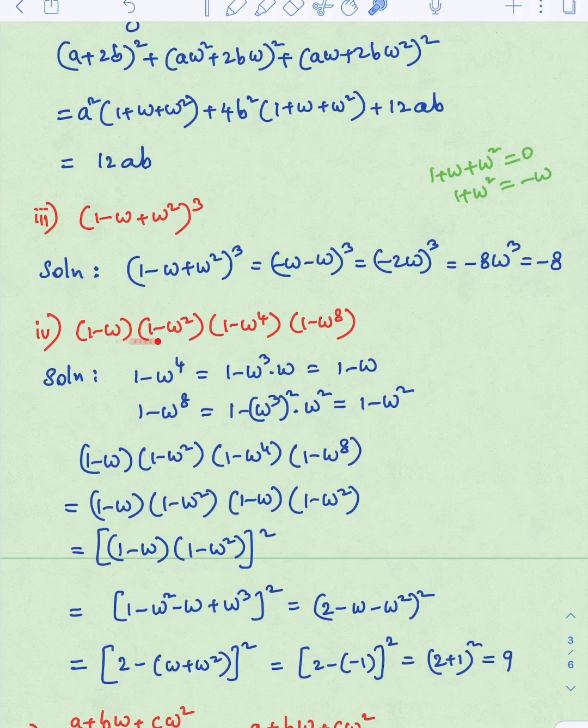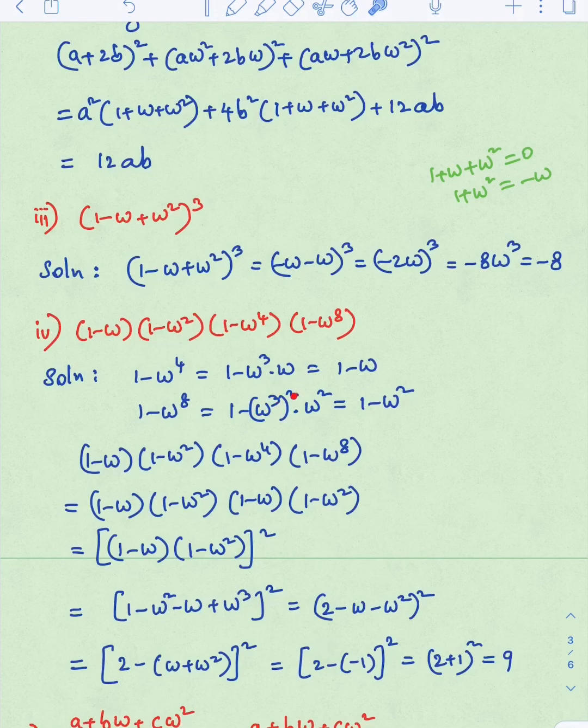Next, the fourth bit. This is a question. Here, take first these two. 1 minus omega power 4. This can be written as omega cube into omega. Omega cube is 1. So 1 minus omega. And 1 minus omega power 8.